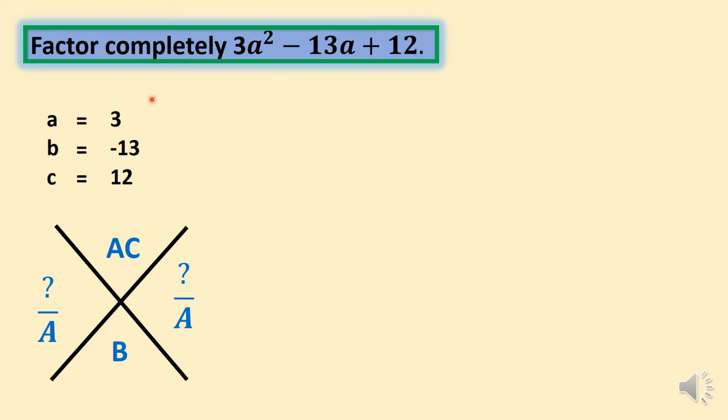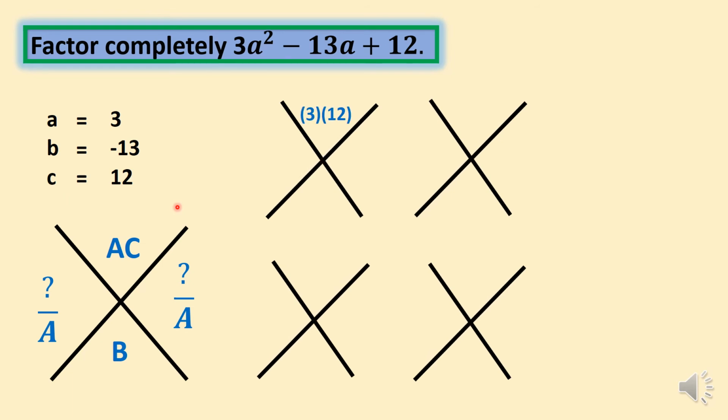So after identifying for our a, b, and c, we're going to substitute it now sa ating AC method. And that we have, okay, so sa taas is 3 times 12. Then you have dito sa baba, it's negative 13. Then both sides, you have over a. So a natin is 3. So you have over 3 and over 3. Next, multiply this part. You have 3 times 12. So that gives us an answer of 36 or positive 36. Then the rest, kopyahin lang. Okay, kaya ito yung magiging sagot natin, no? So after that, we take all the factors of 36.